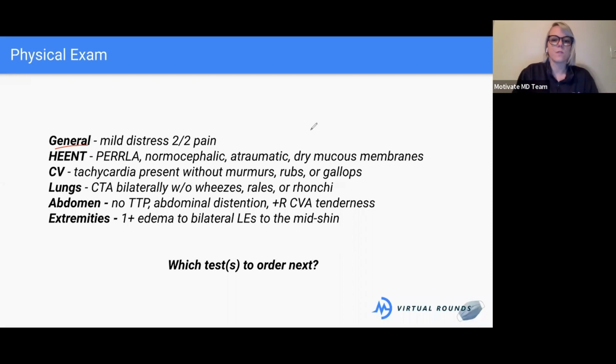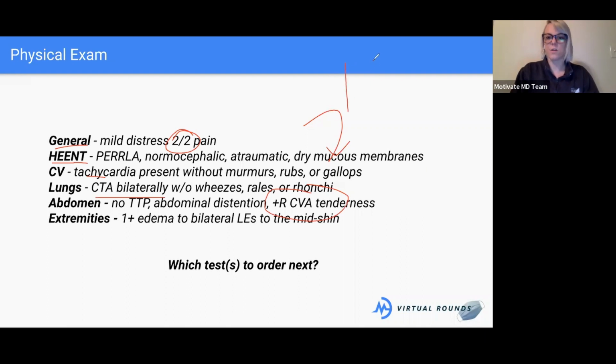But this kind of goes secondary to, that's what this means. Mild distress secondary to pain. And then in terms of the HEENT exam, so head, ears, eyes, nose, throat, this patient has dry mucous membranes, probably because of the vomiting. So we definitely want to give this patient some fluids. They are tachycardic, but no murmurs, rubs, or gallops. Their lungs are clear. Their abdomen has no tenderness, but they have CVA tenderness.